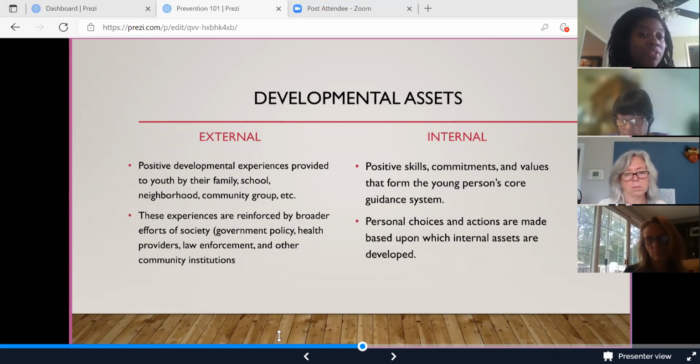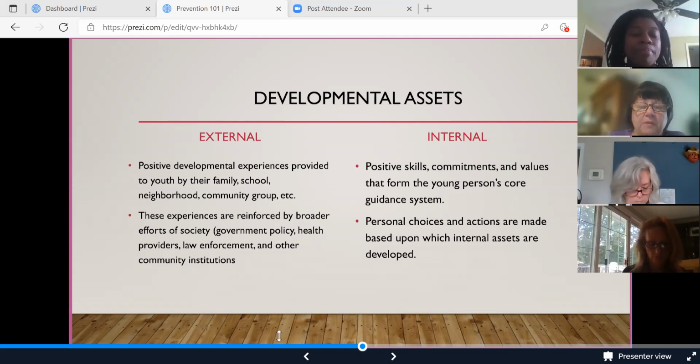Internal assets are those that are developed by the individuals themselves. However, they may also be influenced by their external assets, things such as positive skills and resilience, caring for other people, things that are placed on that person, which may be influenced by their family. Their family value may be to be a caring person, and that has been internalized by that individual to continue to be a caring person and to have that as part of their guiding system for the things that they do in life.